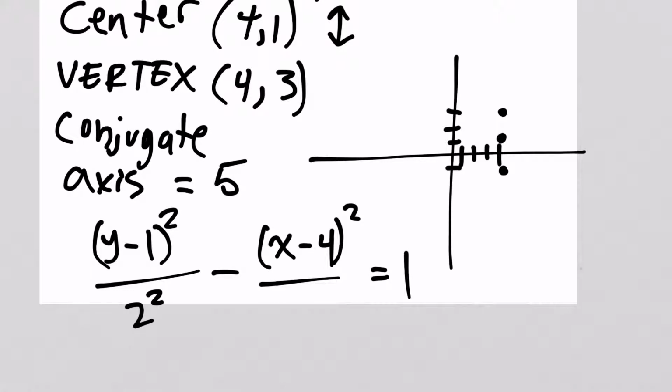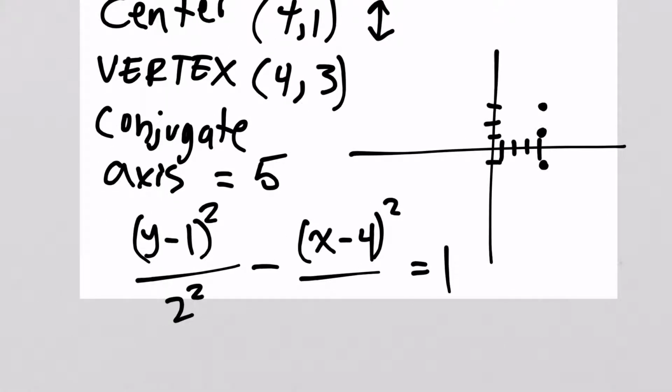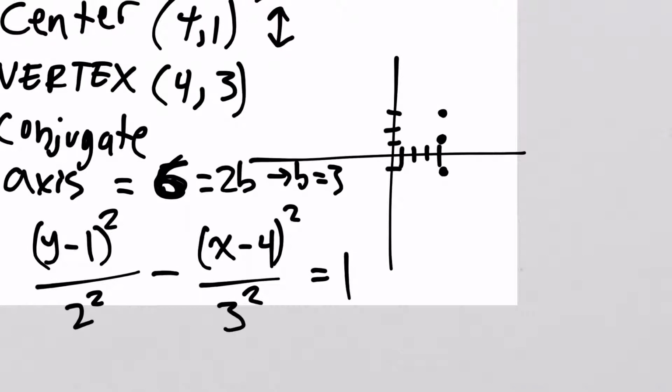So I'm told the conjugate axis is a length of 6. That's what I'm trying to write right there. Which means if my conjugate axis is 6, that is in the form of 2b, which means b is 3. So I know on the bottom here I need to have a 3 squared, but what that tells me is 1, 2, 3 to the left from the center, there's a point, and 1, 2, 3 to the right from the center, there's a point as well.